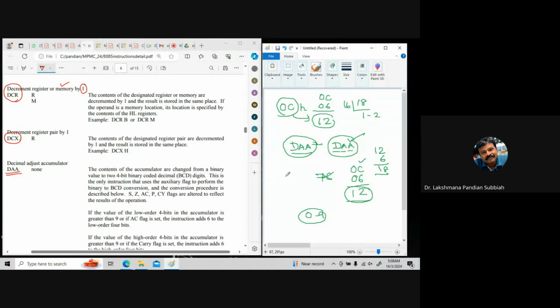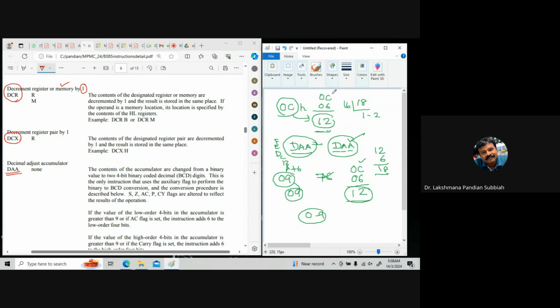If you already have 09, then it won't add 6. No need of adding 6, right? Hexadecimal 09 is also 09 in decimal form, so there is no change required. Whenever the digit is A, B, C, D, E, F, at that time you have to add 6 to adjust that number, right?